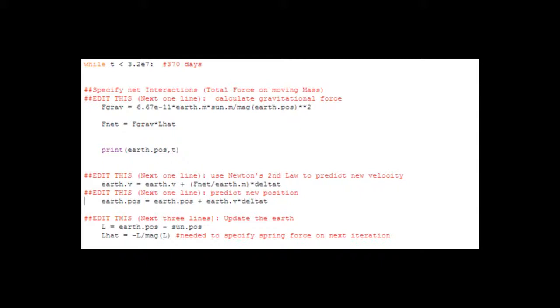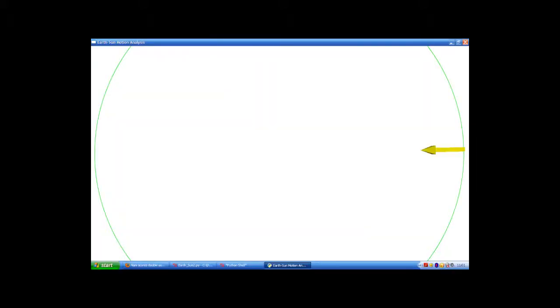We will display the position of the Earth at each time step, and this will enable us to determine when the Earth completes one complete revolution. So let us now run the code, and this is what we obtained. The green line shows the path taken, while the yellow arrow shows the direction of the force of gravity.